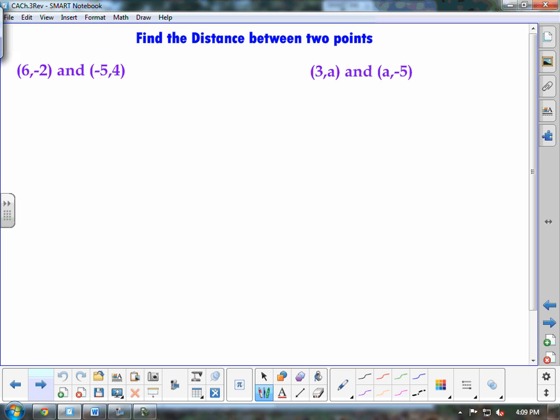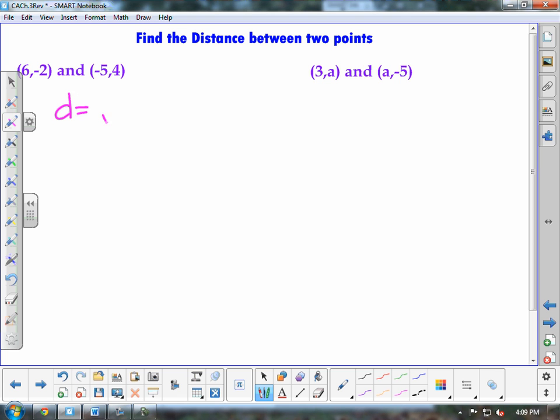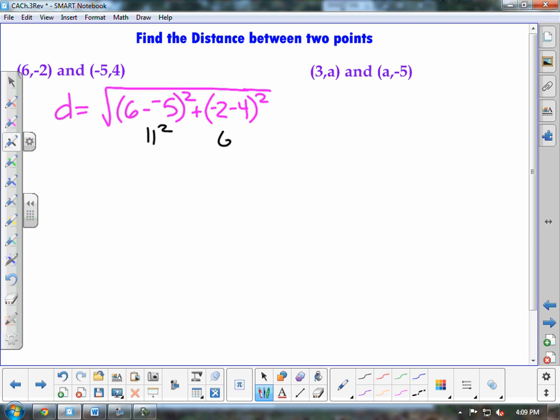So this first one says find the distance between the 2 points. So from the distance formula, you would have the distance equals the square root of the x value squared, which would be 6 minus negative 5 squared. And you would add negative 2 minus 4 squared. And so that is 11 squared and negative 6 squared. And that would be 121 plus 36. So the distance would equal the square root of 157. And if you can simplify that, you should try to. Otherwise, you can leave it as the square root of 157.